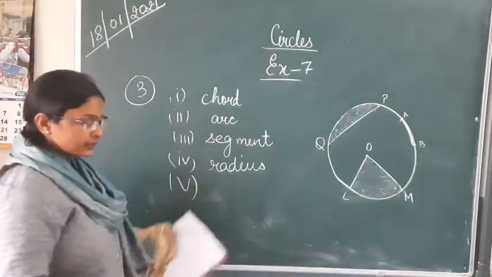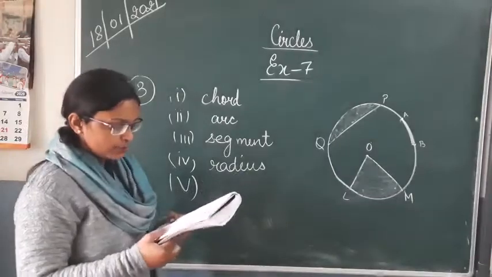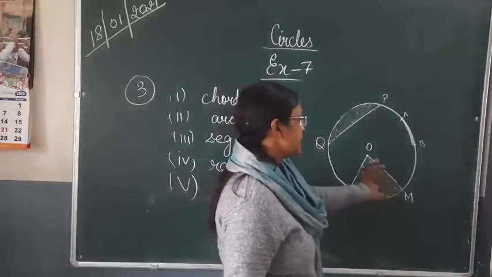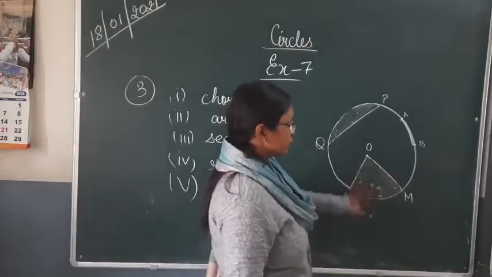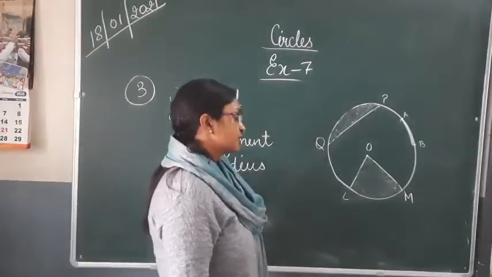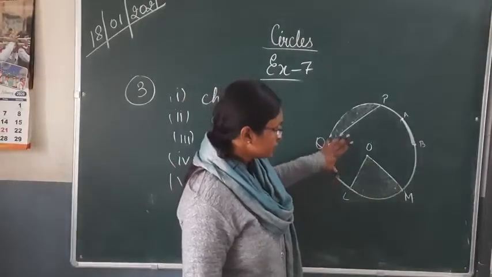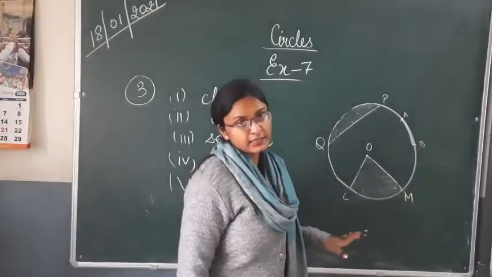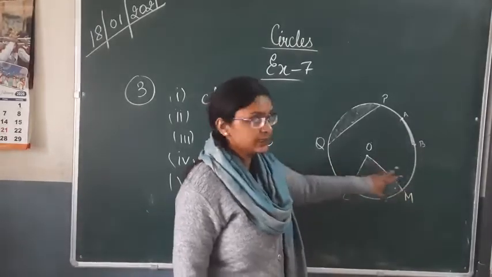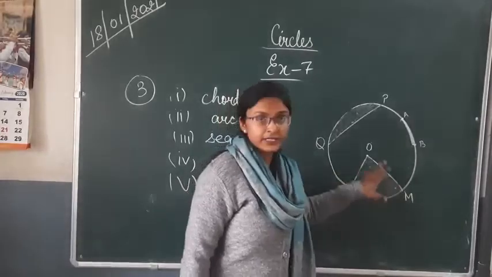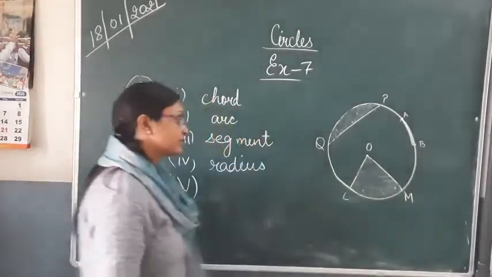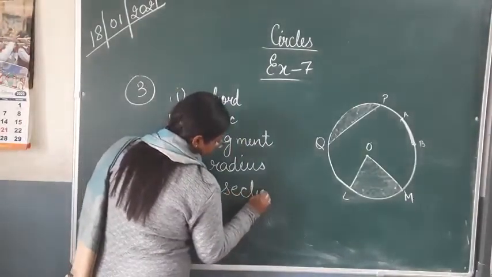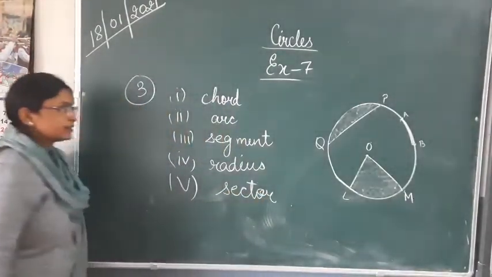Next is fifth part. The shaded portion OLM of the circular region is OLM. This shaded portion is known as what? We know that the region between an arc and two radii is known as sector of the circle. दो रेडियस और एक आर्क के बीच का जो रीजन होता है उसको क्या बोलते हैं? सेक्टर बोलते हैं. So that is a sector. Okay. So our fill in the blanks is completed.